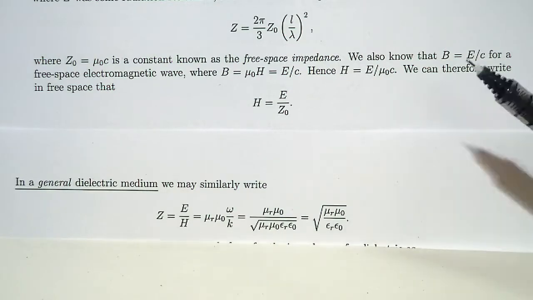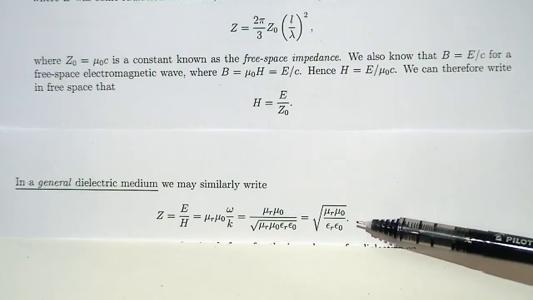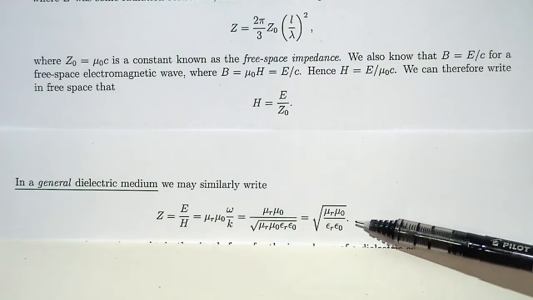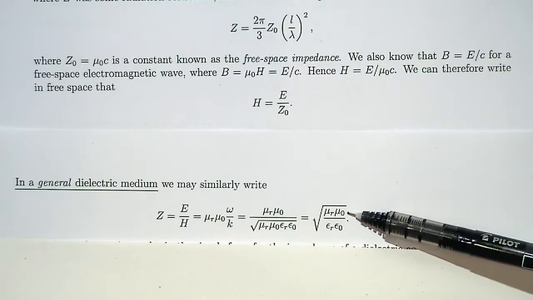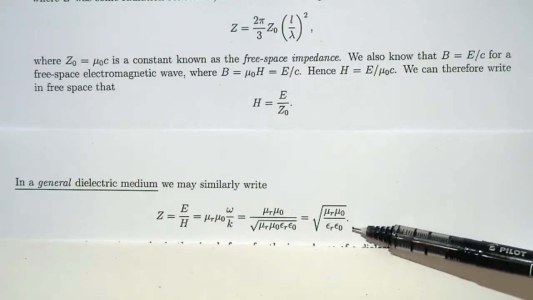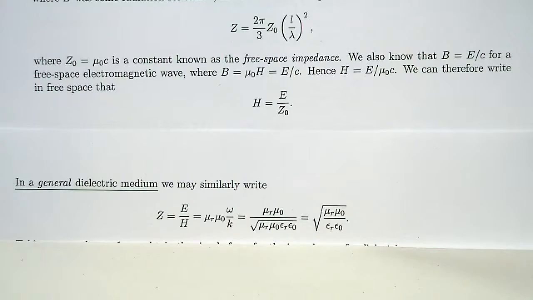I calculate it, and we can work out that the impedance for a wave traversing through a dielectric medium is the ratio of the permeability to the permittivity. Okay. That's our physics statement. That's important to get down. All right. So that's in a general dielectric medium.